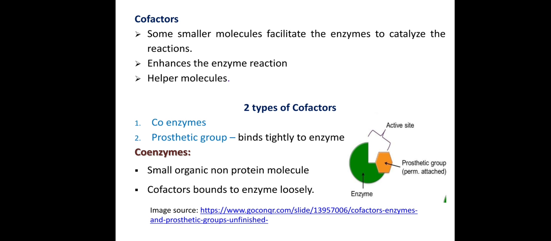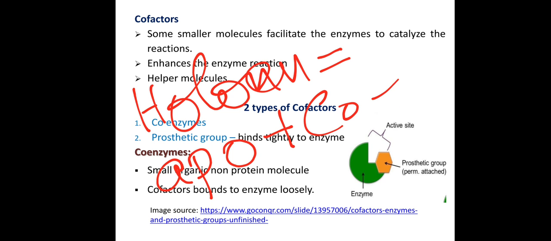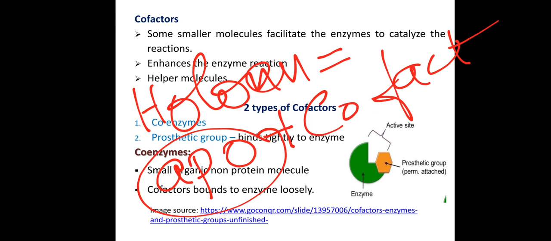Okay. Now, to avoid the confusion, let me write certain points here. An active enzyme is called a holoenzyme, a complete enzyme. This holoenzyme is equal to apoenzyme plus a cofactor. Now, what is this apoenzyme? It is the protein part of the enzyme, and the non-protein part of the enzyme is called the cofactor.